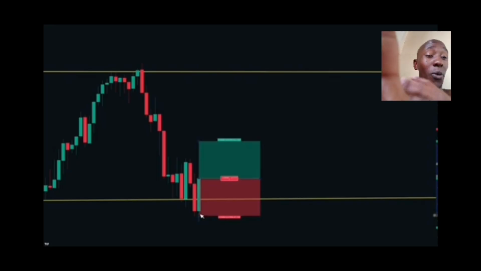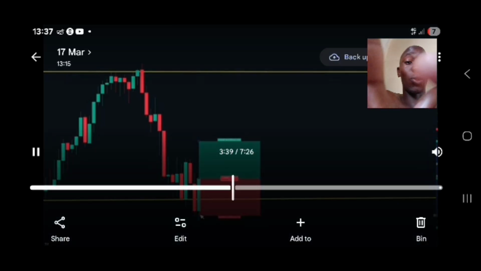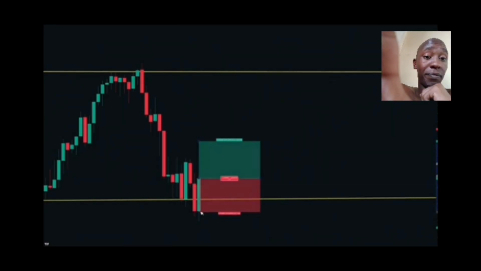So I won't say much. I'll still wait for my market structure shift, wait for my hashtag model one, and that's when I can look for those buys. Stop loss placed at the exact low of the breakout move right here. Take profit 2 times the distance marked here. Now let's see what happens.